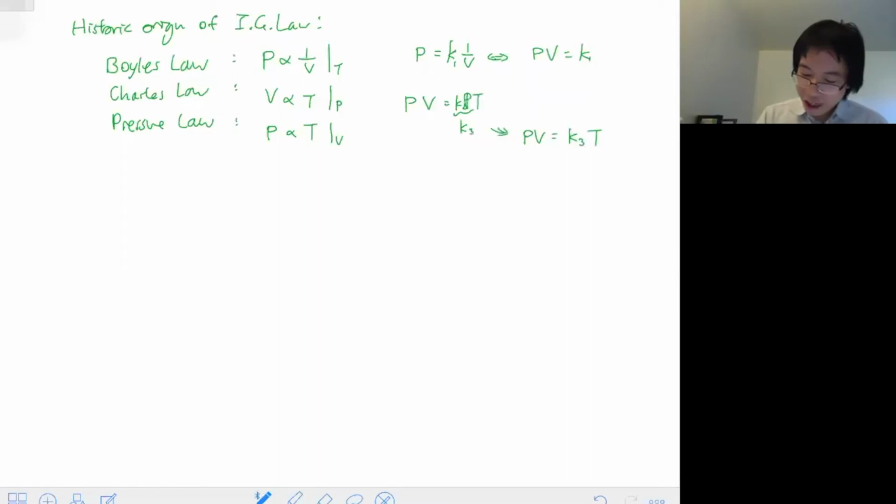Okay. And then you can check that this is automatically satisfied as well, because if I keep V constant, then I automatically have the relationship that P is proportional to T. So I can combine it basically into this one law. So all of them get combined into, let me divide the T to the other side, it is sometimes written like this.